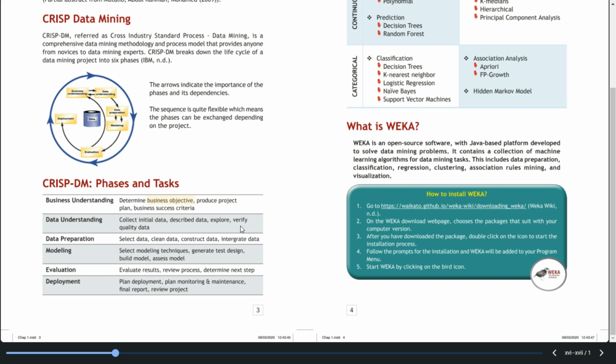Sebab data you ada, you get from the system. Contoh you dapat sales transaction. Sales transaction ada semua benda. Ada customer info, ada produk, ada date, ada time. Adakah it is necessary to have all those data? Okay. Then next ialah data preparation: select data, clean the data, construct the data, integrate the data if it is necessary.